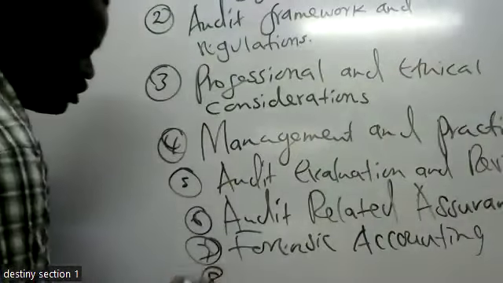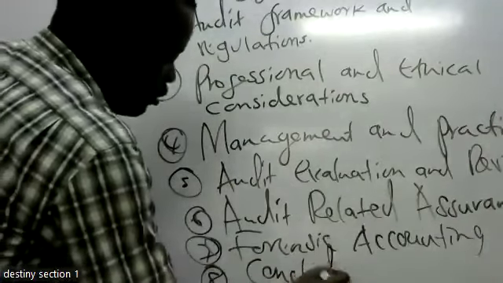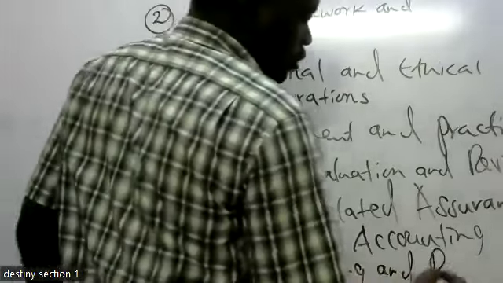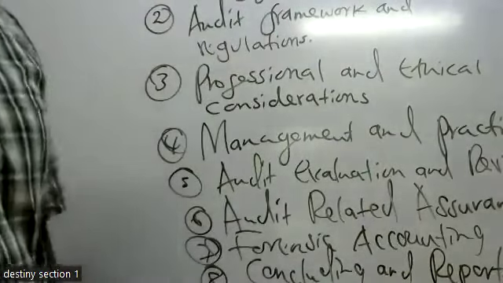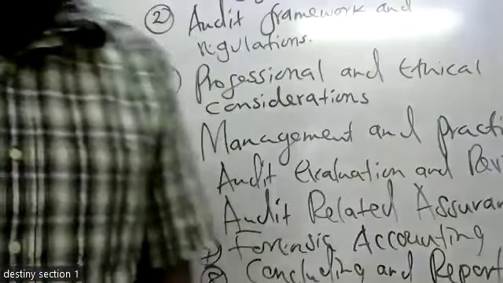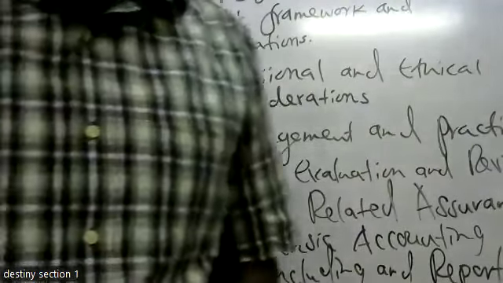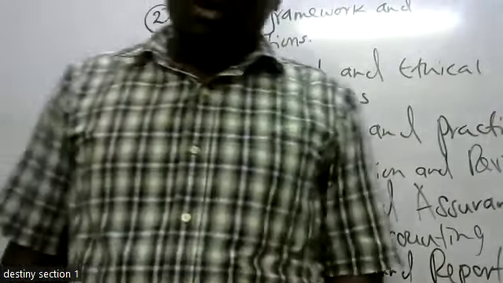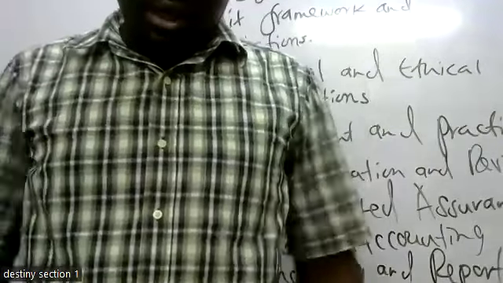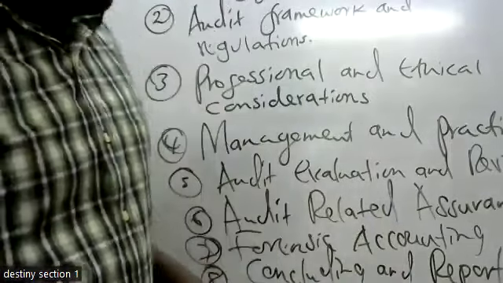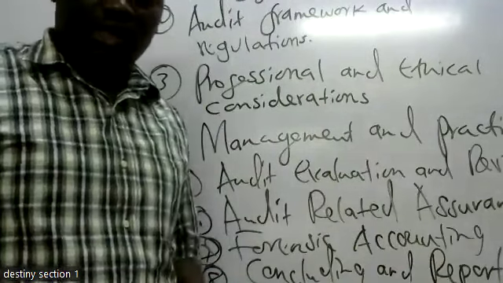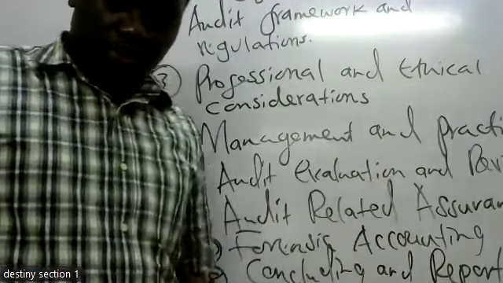The other topic is concluding and reporting. That's topic eight. In this topic, we shall be looking at things to do with the auditor's report and the various types of audit opinion that can be expressed by the auditor. Then auditor communication with those persons who are responsible for governing the company, the directors. You need to know the matters of communication between the auditor and those persons who have been given the responsibility of governing the entity.